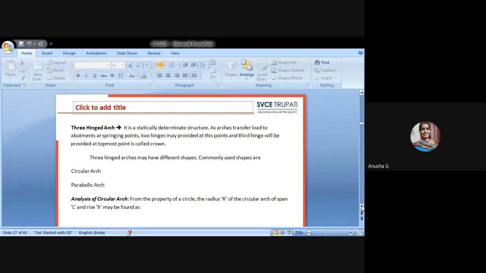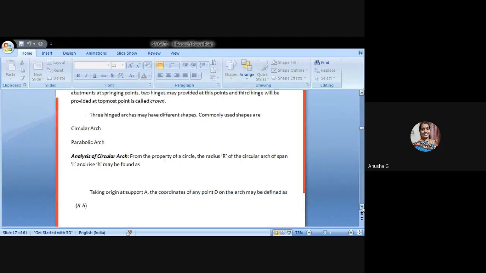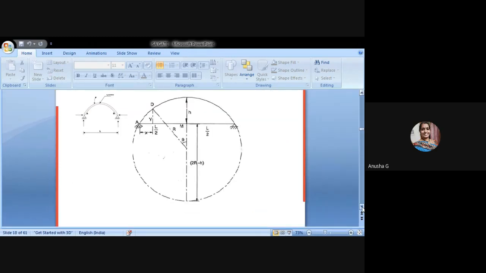The analysis of the circular arch comes from the property of a circle: the radius R of the circular arch of span L and rise H may be found. Then, taking the origin at the support A, the coordinates of the point D of the arch may be defined as R minus H.